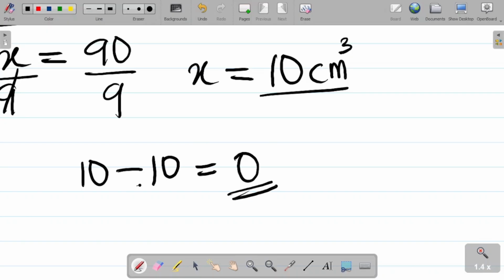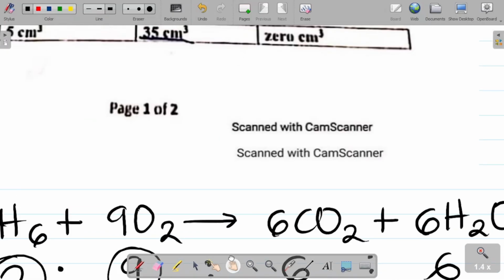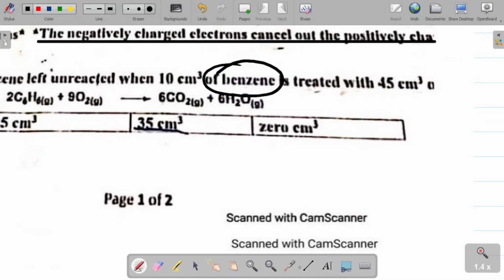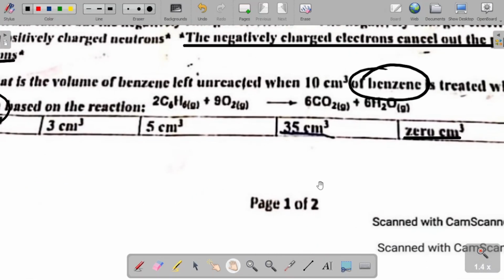Because I needed 10 cm cube of benzene to react with the 45 cm cube of oxygen, and all I've got is the same 10 cm cube. So in essence, nothing will be left. I'll use up all 10 cm cube. So the answer becomes 0 cm cube. Underline this one here, 0 cm3. That's your answer. So this is for page 1. Let's go to page 2 of this question.